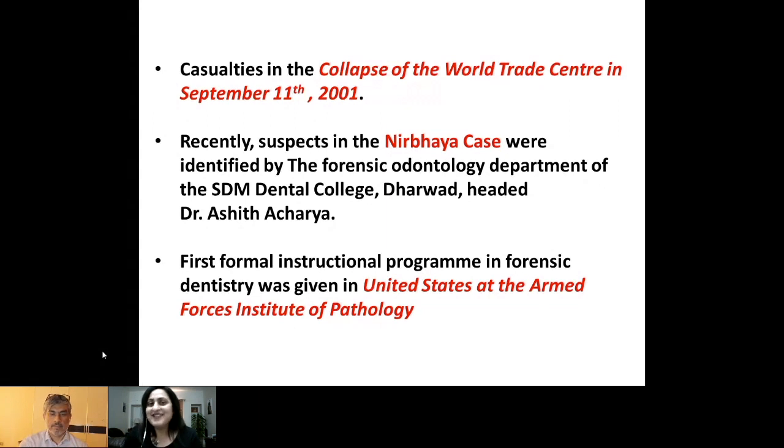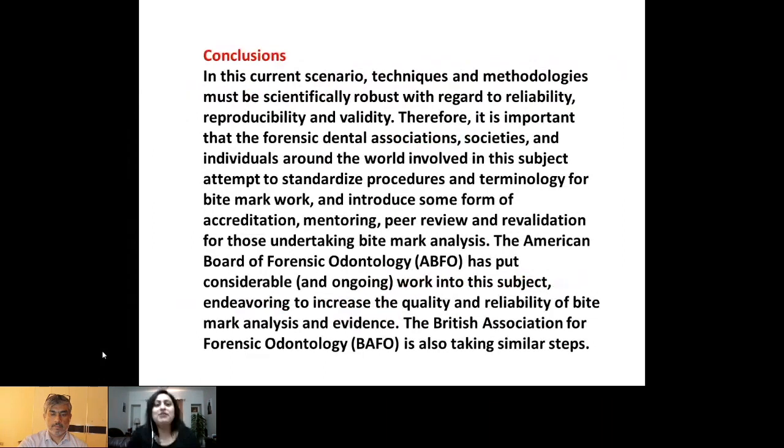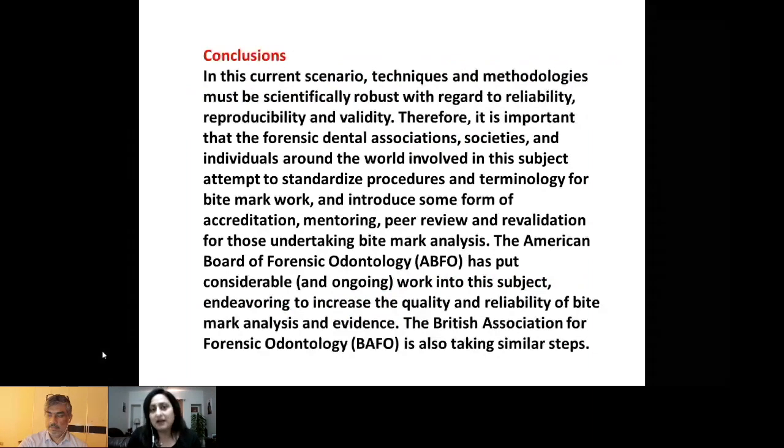Coming to the conclusion, in this current scenario, techniques and methodologies must be scientifically robust with regard to reliability, reproducibility, and validity. Therefore, it's important that the forensic dental associations, societies, and individuals around the world involved in this subject attempt to standardize the procedure. As of now, it is still in its nascent stage, I would say. And they should standardize the procedure terminology for bite mark work and introduce some form of accreditation, mentoring, peer review, and revalidation for those undertaking bite mark analysis.